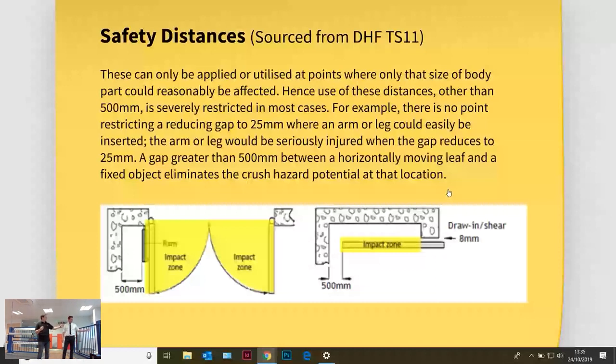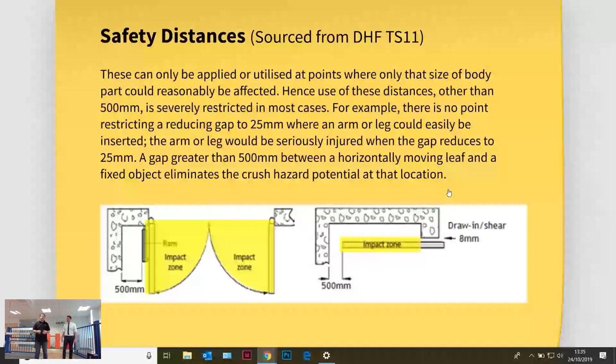If you get it to within 8 mil, you have no drawing or shear risk, because you can only get fingertips inside. So you're talking about this point here. If it's bigger than that, then it's a drawing and shear risk. This dragging is reduced to 8 mil, and then it loses that risk, which, elimination is always better than a risk reduction if you just get rid of it.